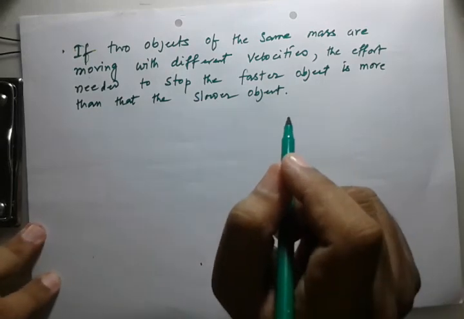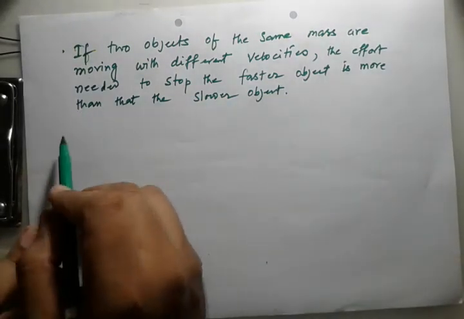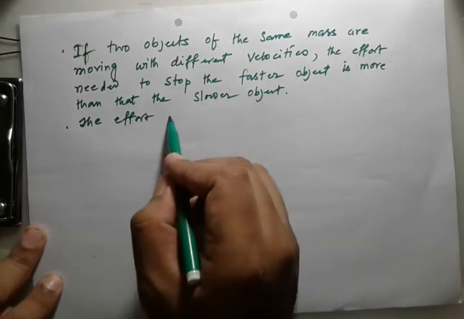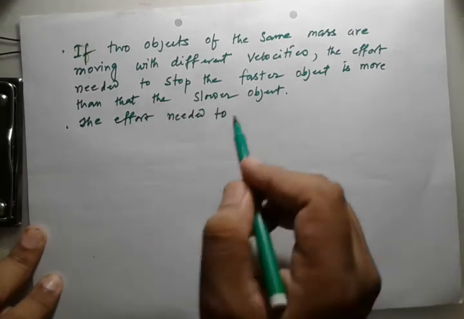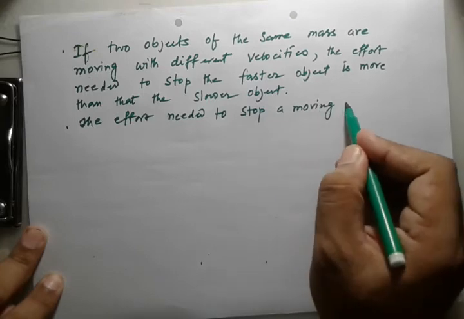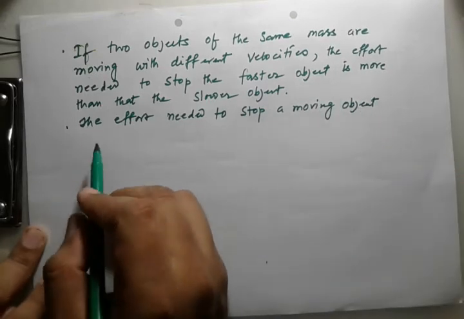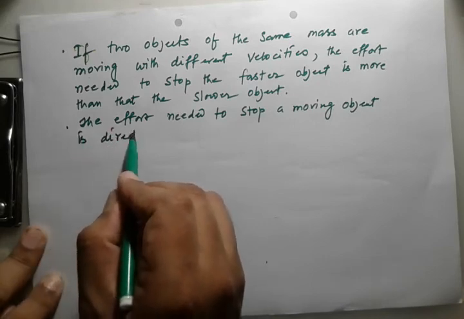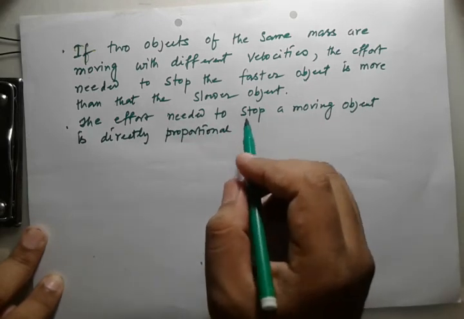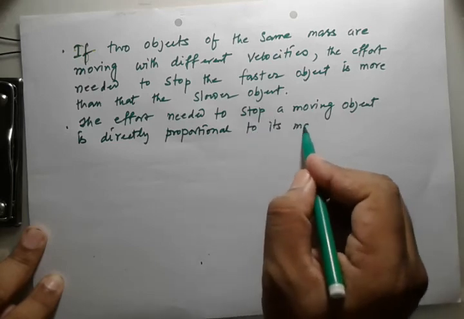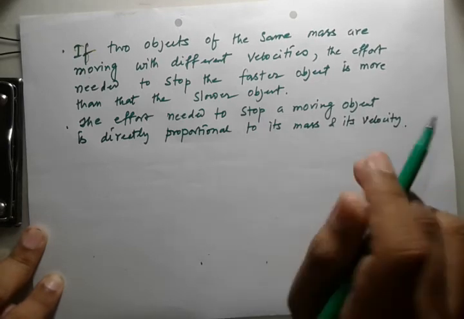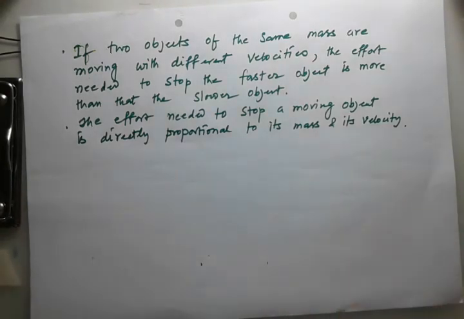Another conclusion you can say: the effort needed to stop a moving object. We can write another thing: the effort needed to stop a moving object is directly proportional to its mass and its velocity. So these are the things about momentum.